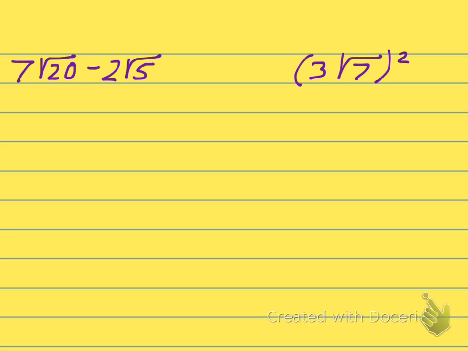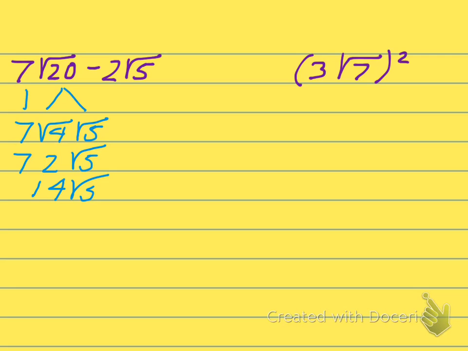7 square root of 20 minus 2 square root of 15. Well, I can't put them together until the radicals are the same. So I'm going to try to get them the same. 7 stays. The square root of 20 is the square root of 4 times the square root of 5. The 7 again stays, and I do know the square root of 4 is 2, and the square root of 5 stays. This then becomes 14 square root of 5, and now I bring down my 2 square root of 5 and subtract, giving us 12 square root of 5.